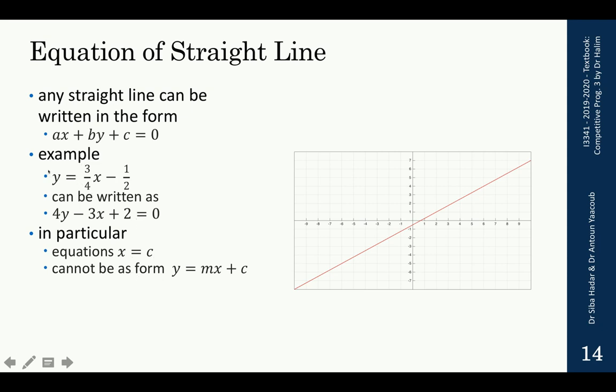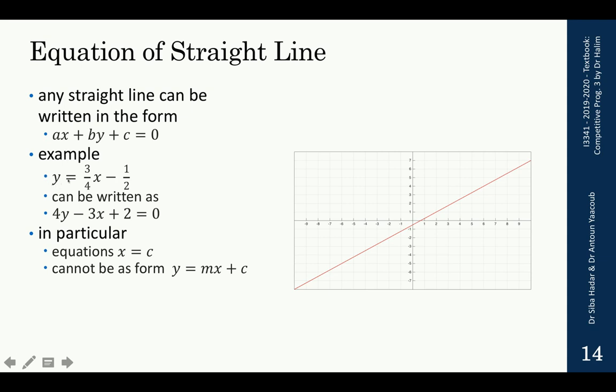And instead of using this representation for a line, the better representation is to use a times x plus b times y plus c equals 0. So all the parameters a, b, and c are on one side. And this is the beautiful representation. And every line equation can be written under this form, and this is an example.